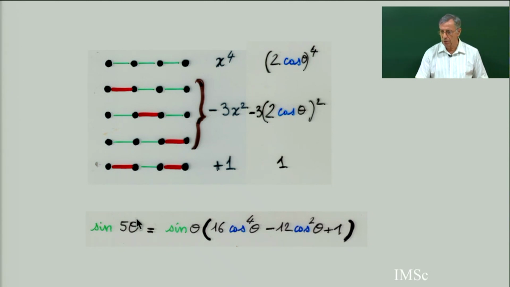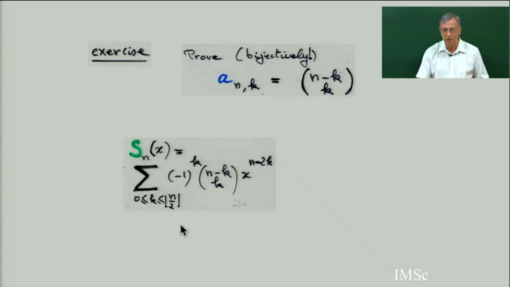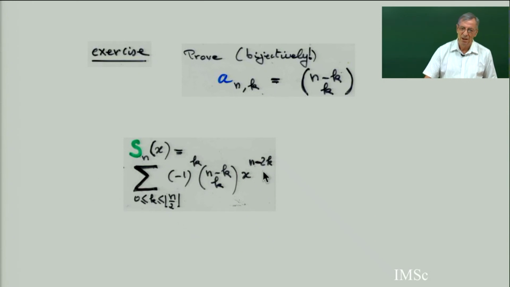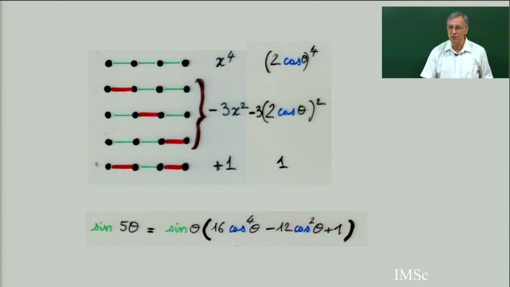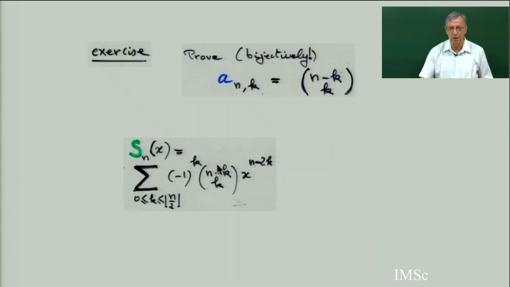First exercise: what are the coefficients of this matching polynomial of the segment graph? We have seen in this picture there was 1, -3, +1, but in general, what are the coefficients? There is a very simple explicit formula. So prove that the number of ways to put k dimers on a segment of length n is exactly this binomial coefficient.